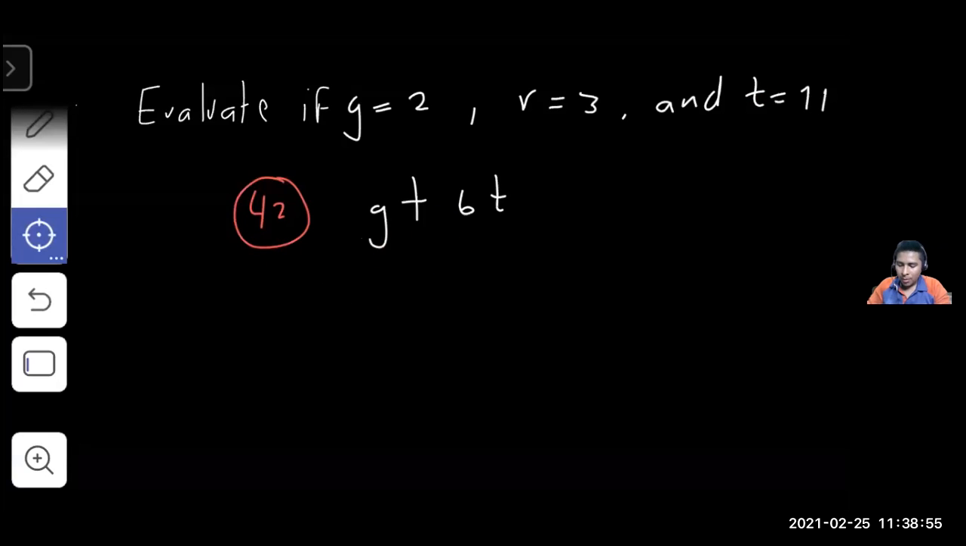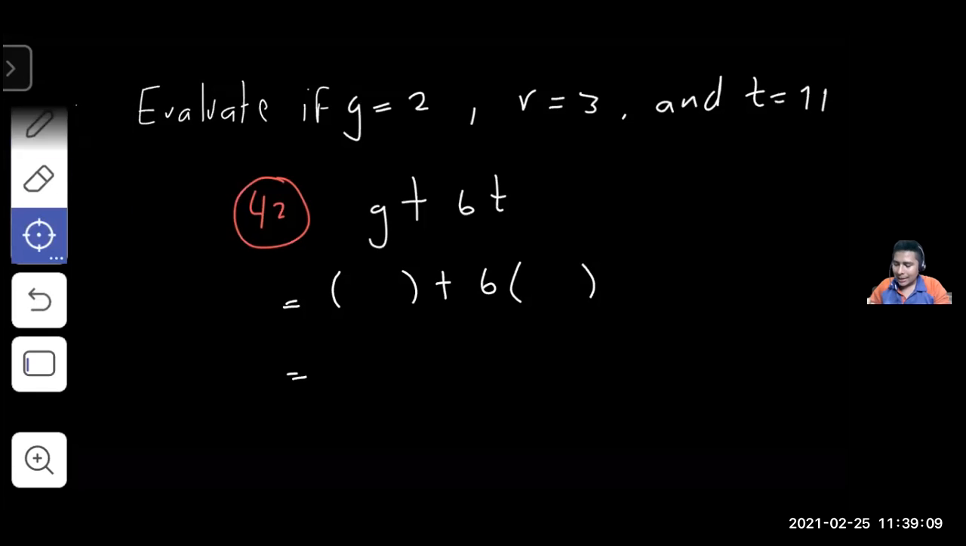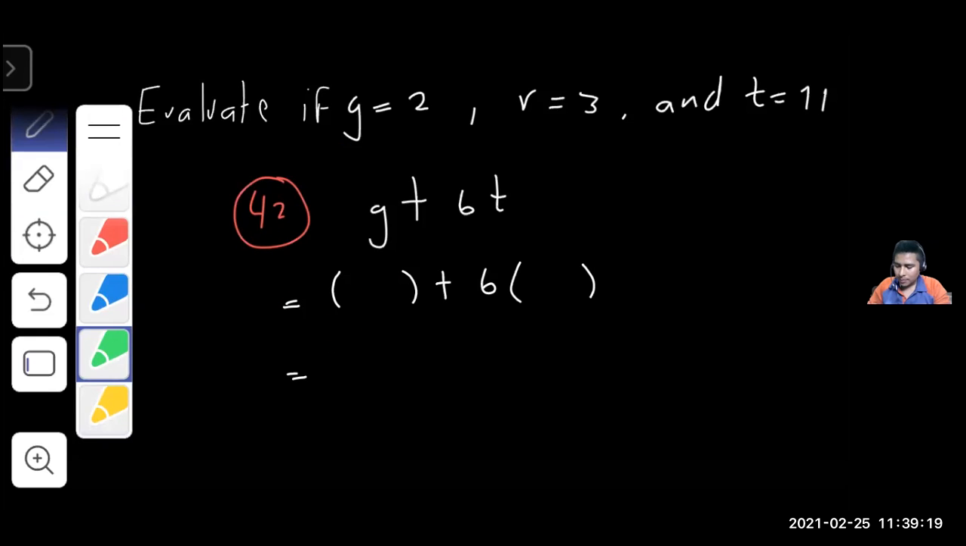In all my variables, we are going to use parentheses. Okay, that's exactly what we're going to do. Let's try to do that. I'm going to be placing parentheses here, parentheses plus 6 t parentheses. And then, guys, I'm going to take the value for g and plug it in. What is the value for g, guys? 2. Okay, we're going to plug the value 2 here.